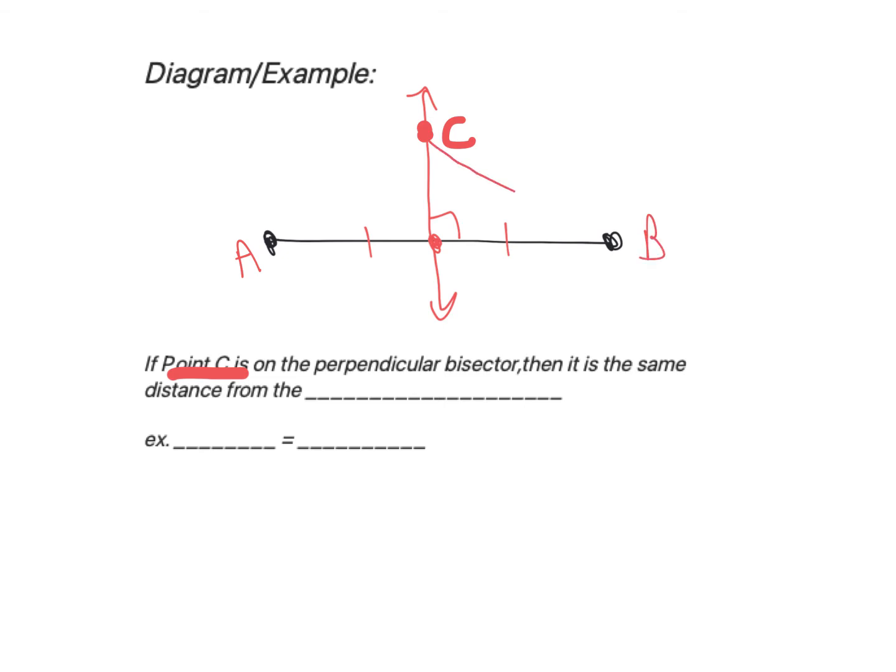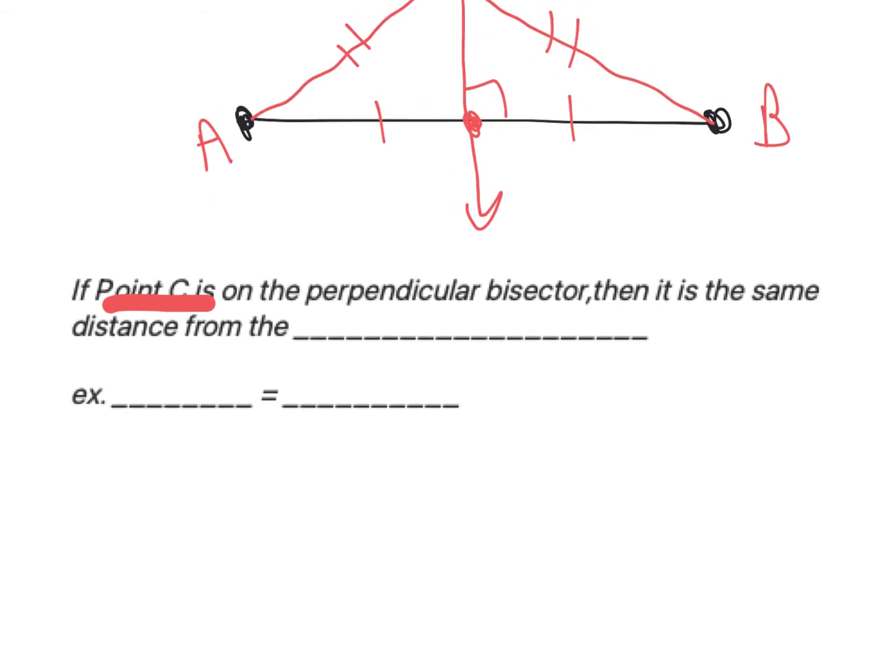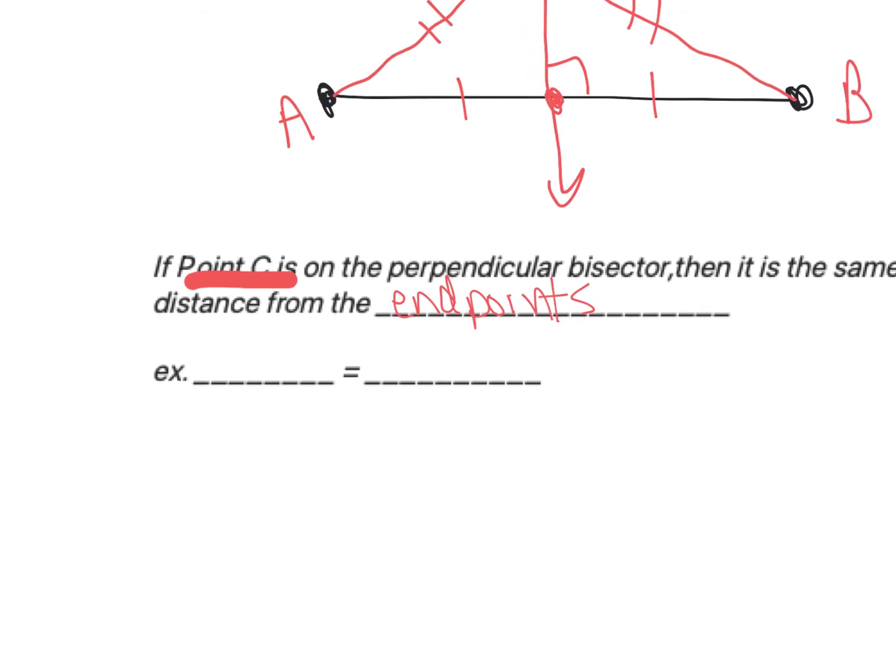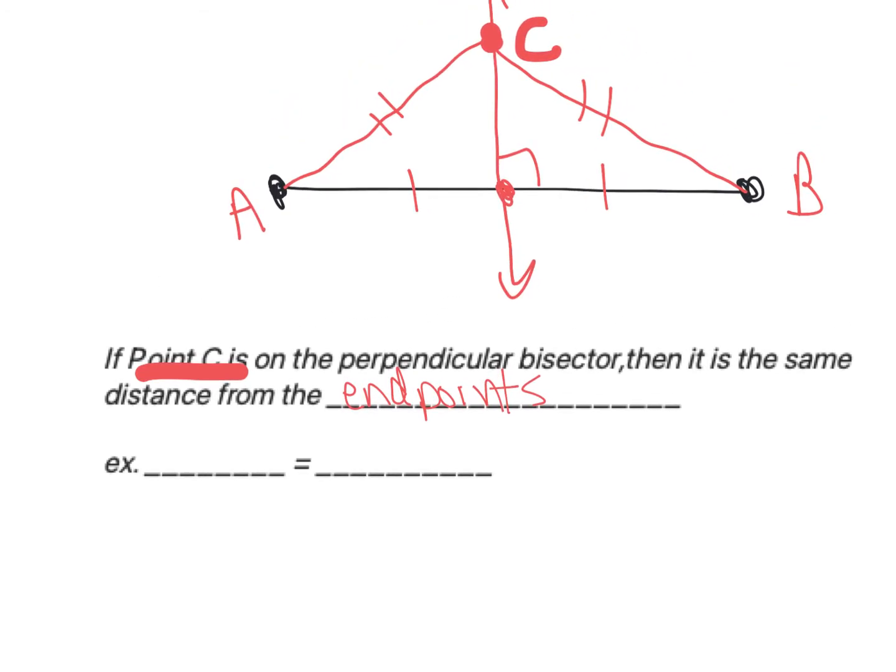So if we measured from C to B and we measured from A to C, those would be the same length. So these two would be congruent. So if point C is on the perpendicular bisector, then it is the same distance from the endpoints of the segment. Okay, so for example, in this picture here, we could say that AC equals CB.